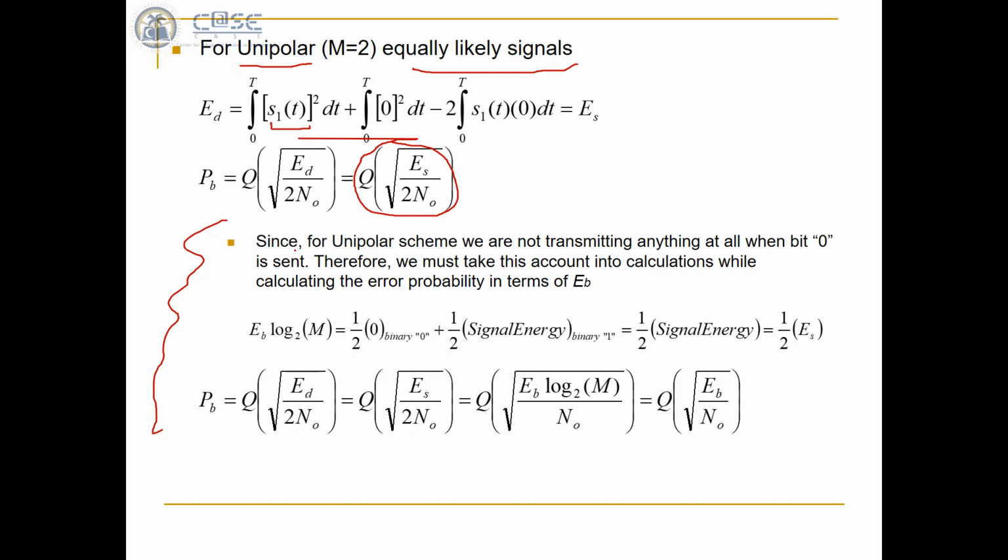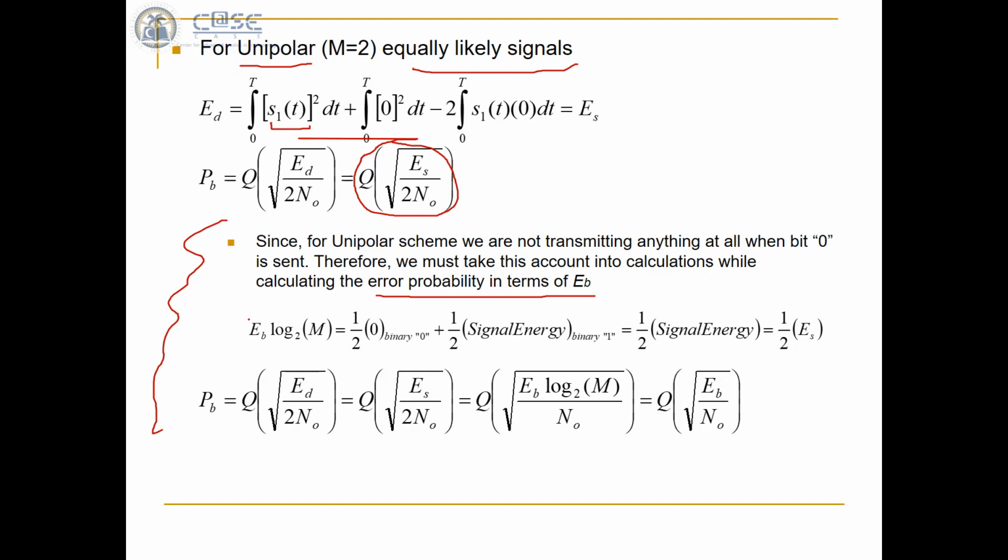Now, since for the unipolar scheme we are not transmitting anything at all when bit 0 is sent, we must take this into account in the calculations while calculating the error probability in terms of EB. Remember, EB is the average signal energy per bit, but here for one of the bits we are not using any energy, we are not sending any energy, so we have to take this into account.